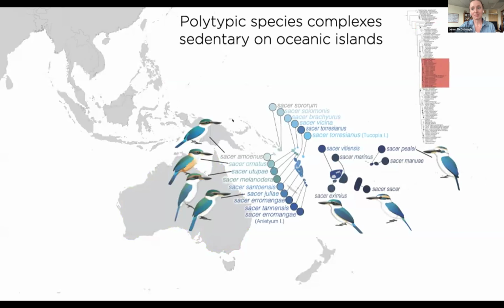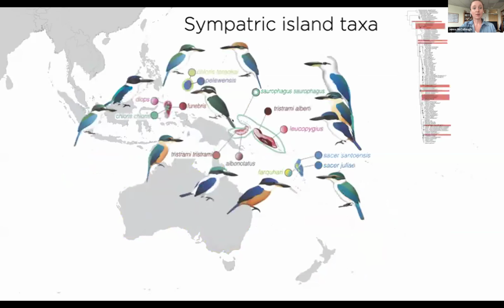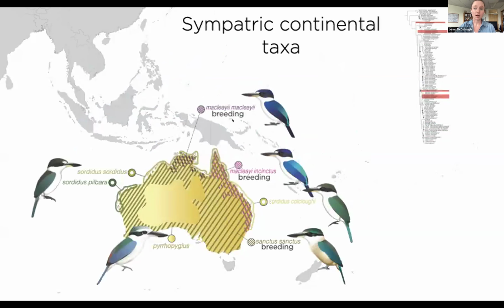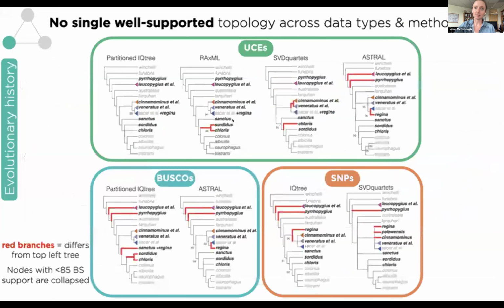Moreover, there's variation in migratory behavior, in which in a single species complex, we have a single widespread migratory taxon that breeds in Australia and migrates north with multiple peripheral isolates that have become sedentary. We have many cases of sympatry on islands, and we have cases of continental sympatry. So it's complex, but it's not just geographically complex, it's also phylogenetically complex.